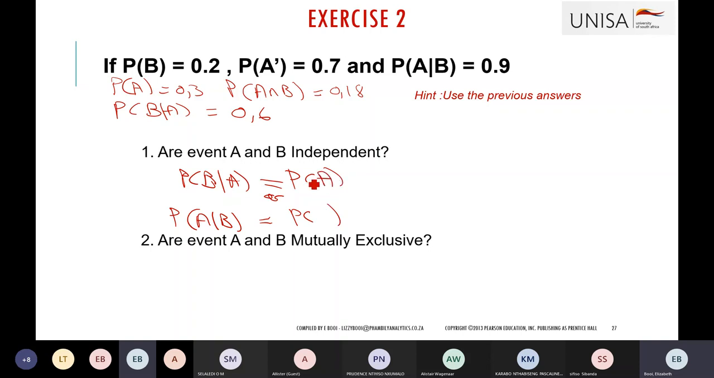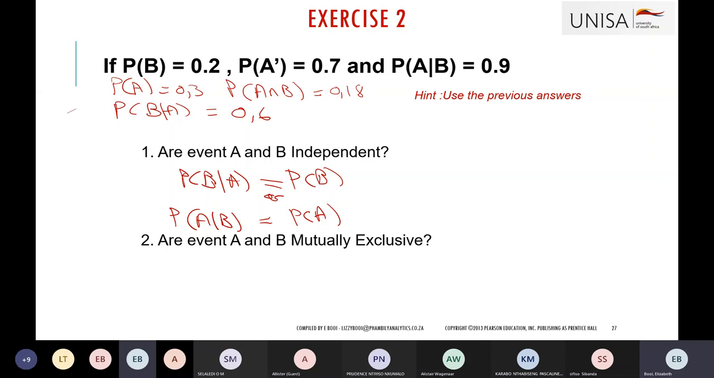It must be the other way, because for independence, regardless of whether A was given, it has no bearing on B. I had it all right the whole time and then I changed it. So this is B and this is A. Sorry, my bad. So for independence, the probability of B given A should equal the probability of B, or the probability of A given B should equal the probability of A.